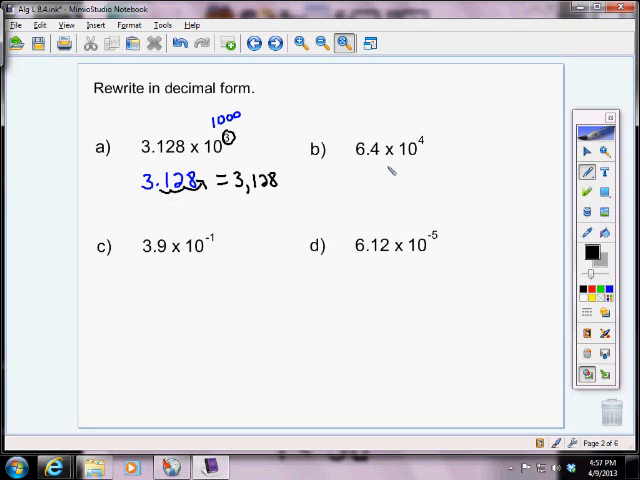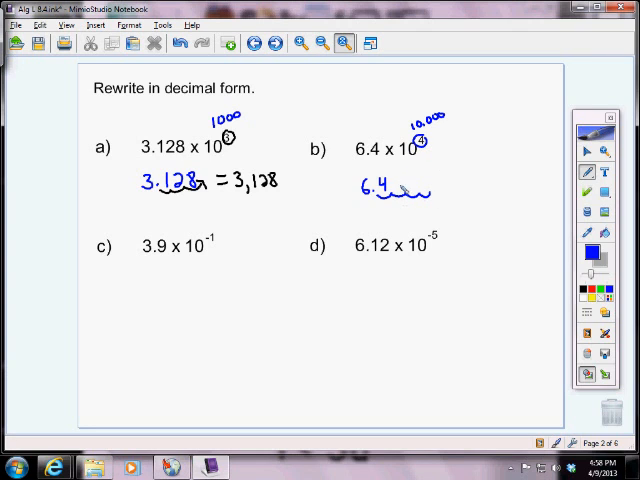Look at part B here. 6.4 times 10 to the 4th. Take your 6.4, multiply by 10 to the 4th, which is like multiplying by 10,000. Again, like multiplying by 10,000, it's going to become a big number, and we're going to move the decimal point over 1, 2, 3, 4 times.